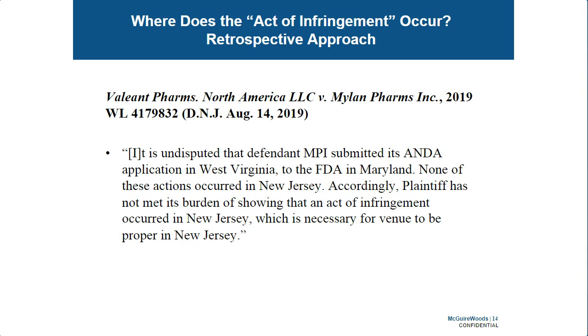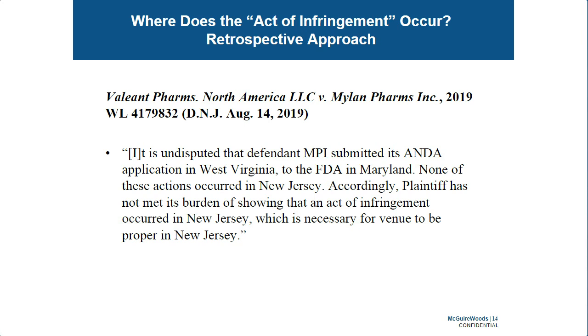Here, the district court said it is undisputed that defendant Mylan submitted its ANDA application in West Virginia to the FDA in Maryland. None of these actions occurred in New Jersey. Accordingly, plaintiff has not met its burden of showing that an act of infringement occurred in New Jersey, which is necessary for the venue to be proper in New Jersey. So this district court also took the retrospective approach, and this case was then appealed to the Federal Circuit.